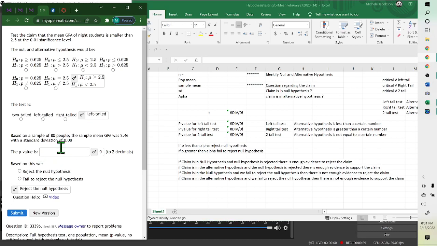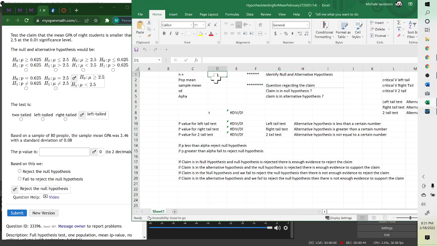To find the p-value, we come over here and enter our sample size. Here, sample size was 80. The population mean comes from the null hypothesis, which was 2.5. The sample mean was 2.46, and standard deviation 0.08. Your alpha is your significance level, which is 0.01.